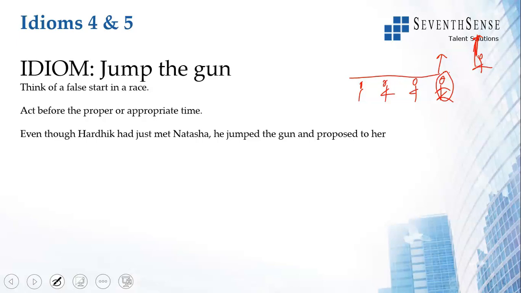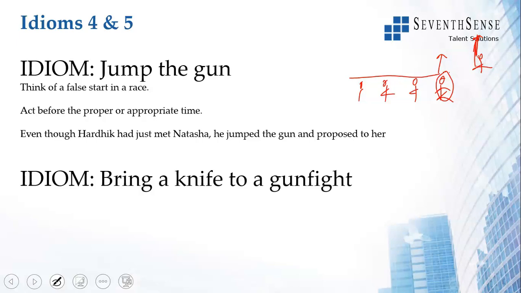Even though Hardik had just met Natasha, so it's saying even though, it means he's just met, and that time is not the right time to propose to someone. He jumped the gun, he acted before it was appropriate and proposed to her. So even though he had just met, it was not proper that he proposed to her so early, but he jumped the gun. He was in a hurry and proposed to her.